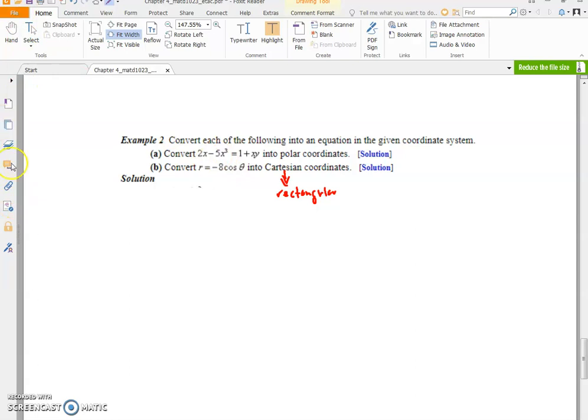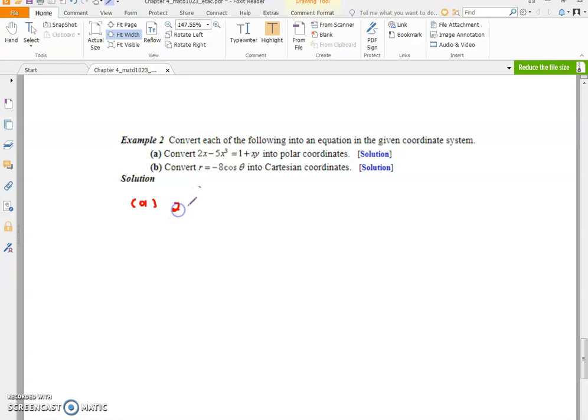And for the second question, basically you have the r and theta. We want to convert everything into Cartesian, so I'm expecting everything must be in terms of x and y. So let's go for the first question, A.